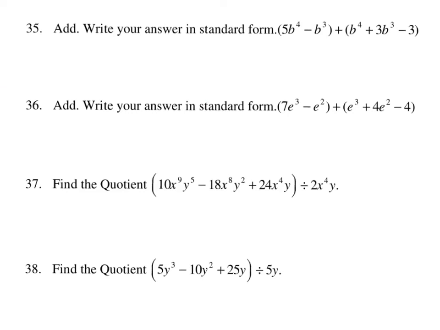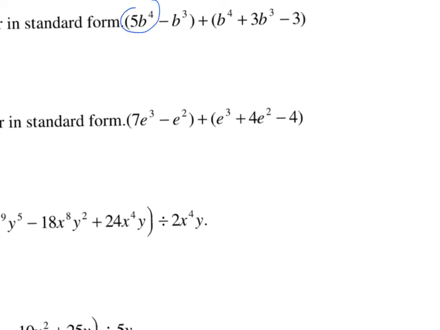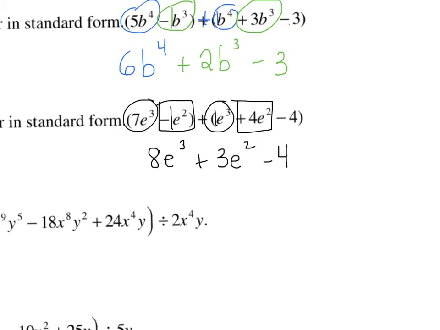In number 35, we just need to combine like terms. So I'm going to take all the b to the fourths and put them together. I have 5 here and 1 here. And our operation says we're going to add. So 5 plus 1 is 6b to the fourths. Don't change the exponents. Next, I'm going to take the b to the thirds. I have negative 1 right here, and I'm going to add to it 3 of them. So negative 1 plus 3 is positive 2b to the thirds. And last, I'm going to add on negative 3. That's the final answer. Something similar will happen in the next one. Double check your answer to the next one.